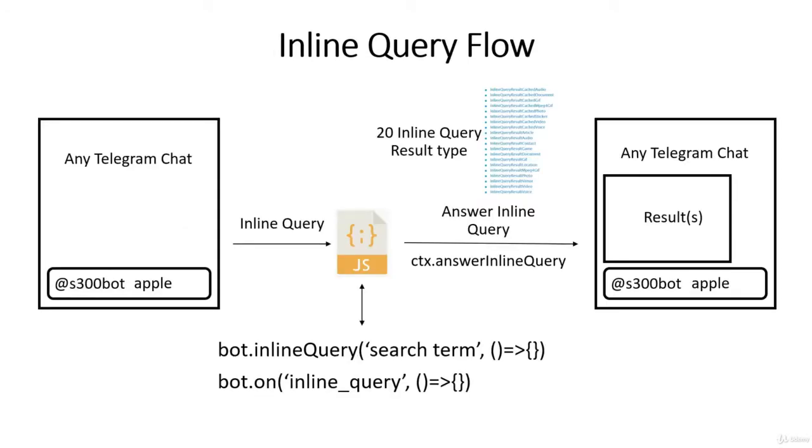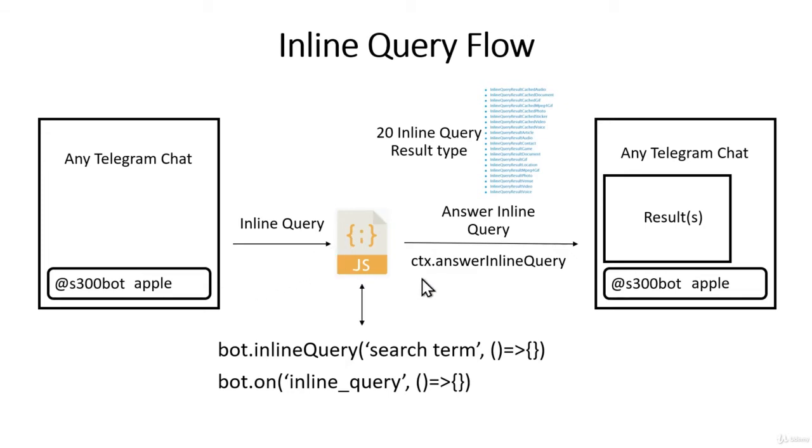To explain how inline mode works behind the scenes with our bot, let's talk about the flow. In any Telegram chat, a user can invoke our bot by typing the bot's username. So for our bot, it is @s300bot followed by a search term like this, and this will send an inline query to our bot script.